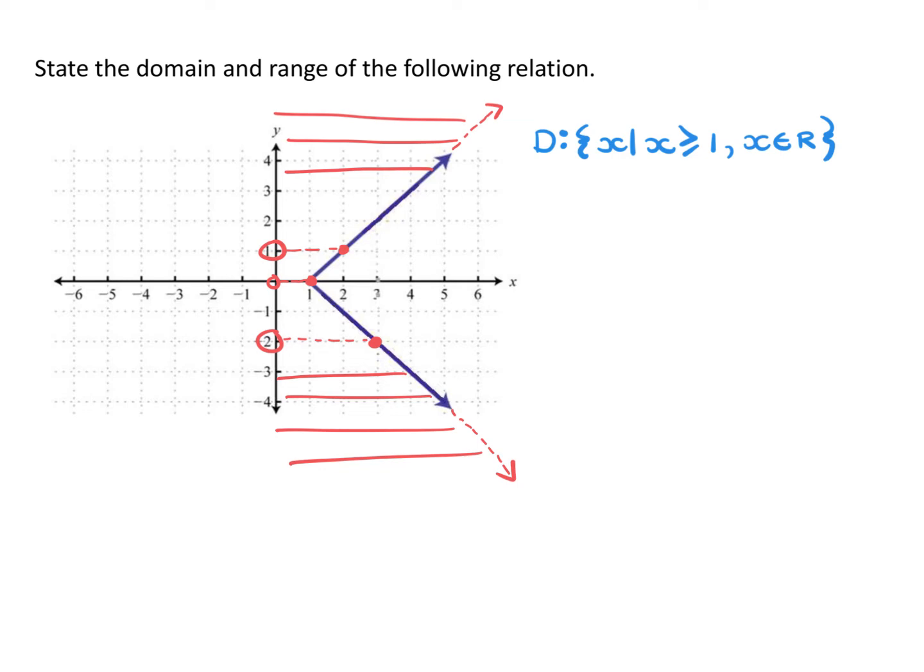So let's write that. We're going to do capital R for range, colon, and the bracket, y such that y is an element of real numbers, and we are going to close the bracket.